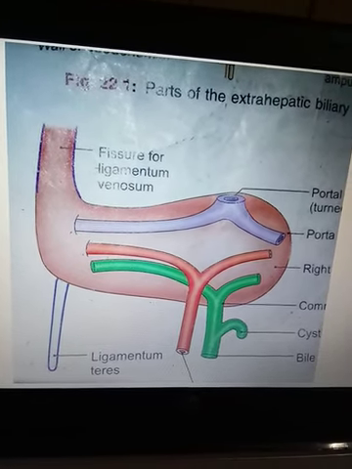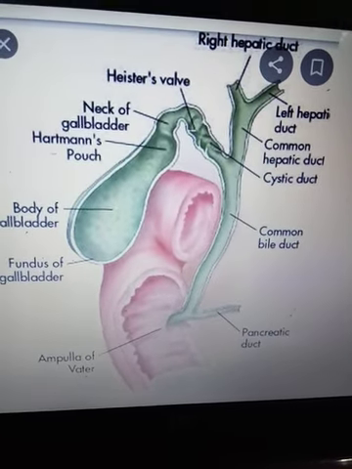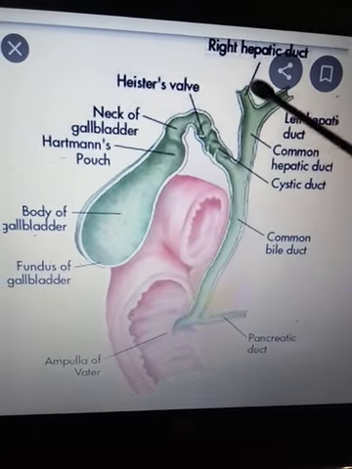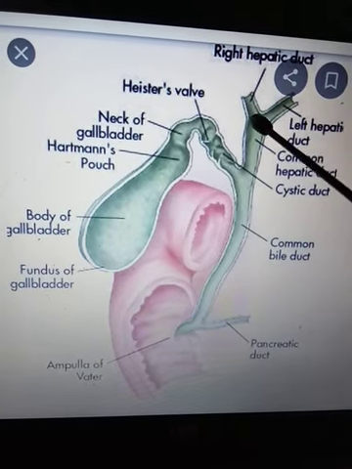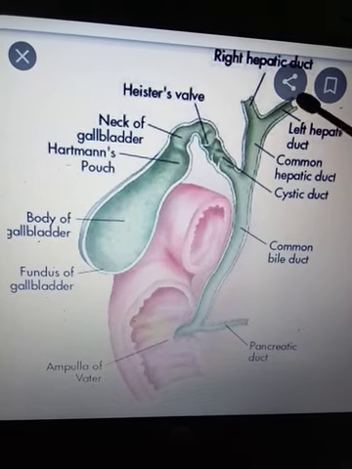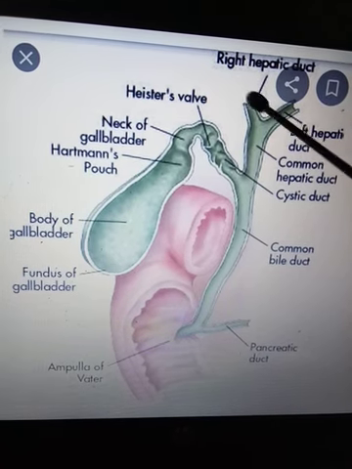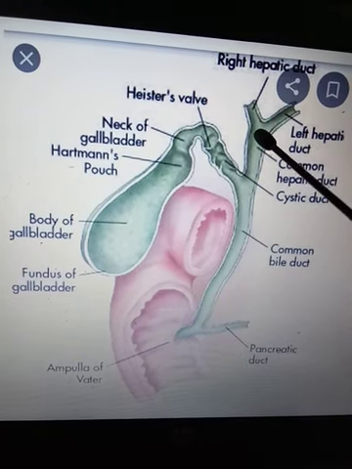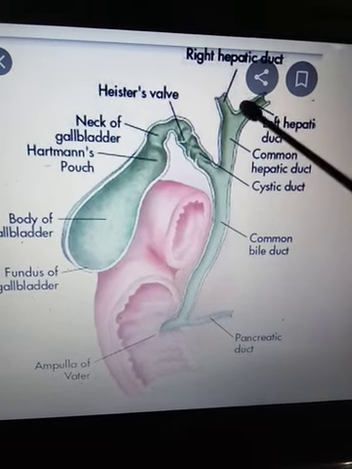After that comes your right and left hepatic duct. See in the picture, you have this right hepatic duct arising from the right lobe, the left hepatic duct arising from the left lobe. They two join to form the common hepatic duct.